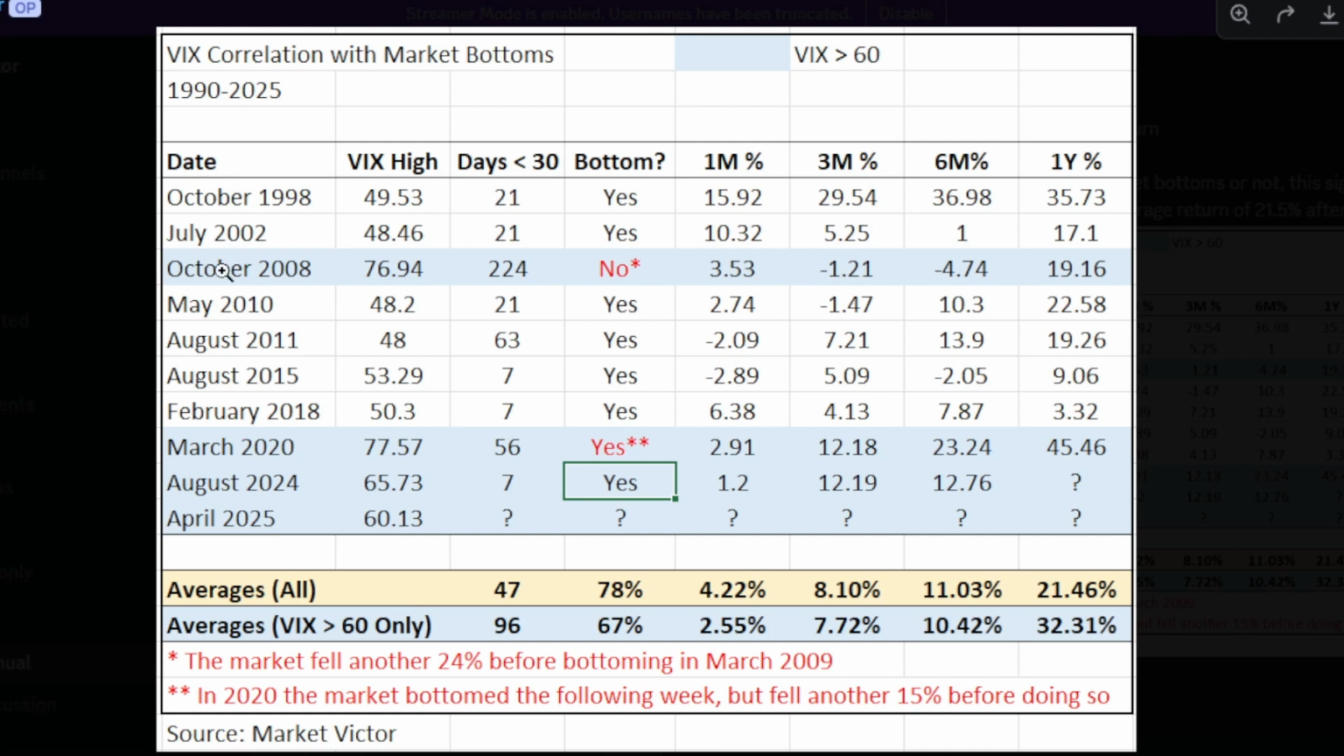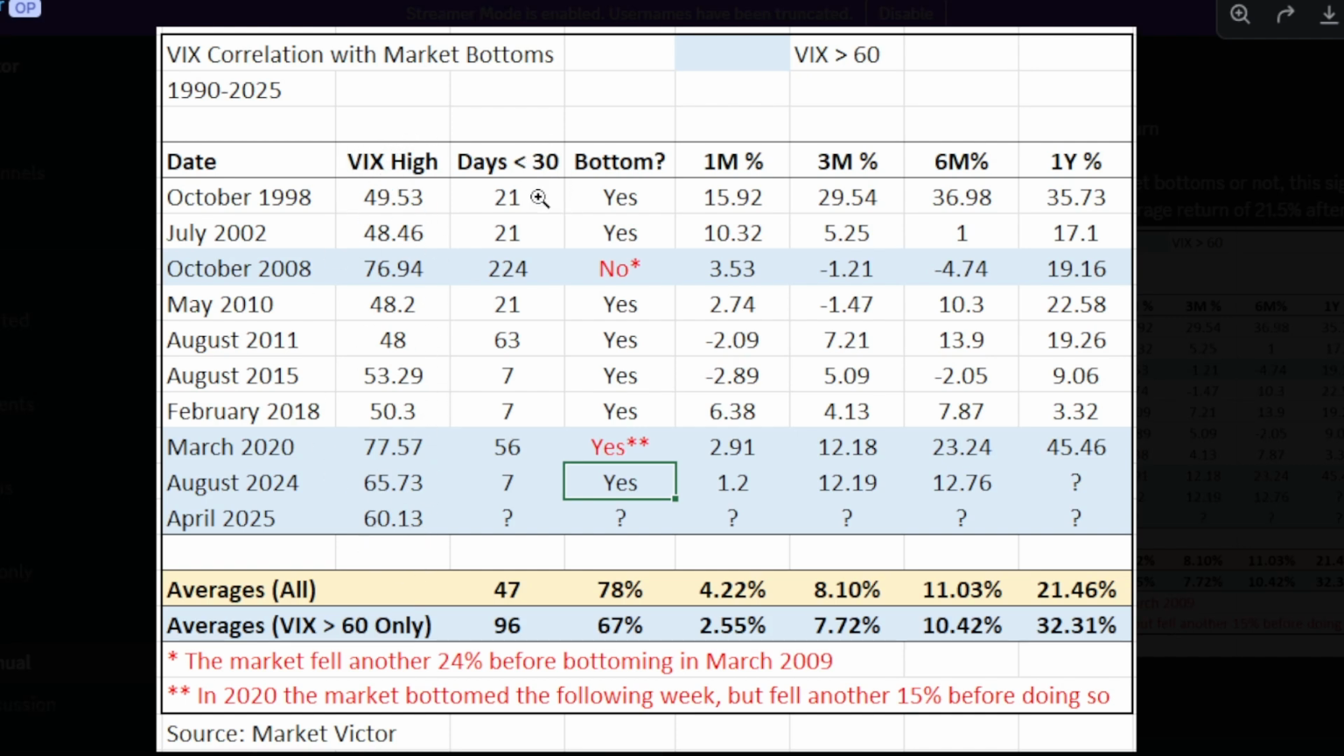And so the rows that are highlighted in blue, like October 2008, March 2020, and August 2024, and April 2025, were the times the VIX was above 60. So since 1998, that's only happened 4 times, while the other times it just was above 45. But you can see here, these were the highest the VIX was in that time period.